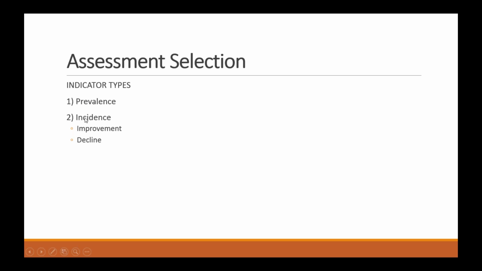Then there are the incident indicators. That means we're going to have 2 assessments because we need to look at the current assessment and then look back at the prior assessment. And those incident indicator types come in 2 flavors. We can look at where you've actually increased in your functional performance or you've decreased in your functional performance. So improvement indicators and decline indicators.